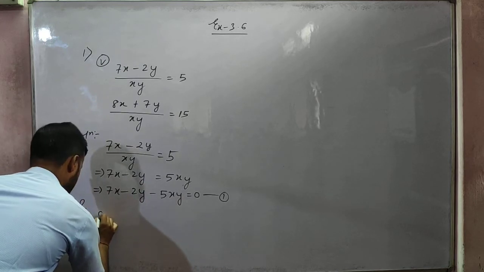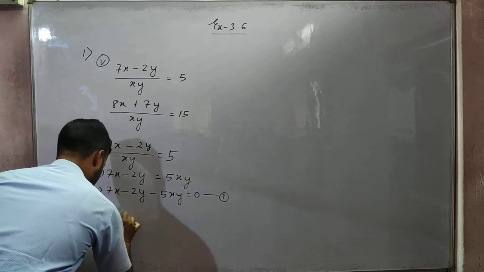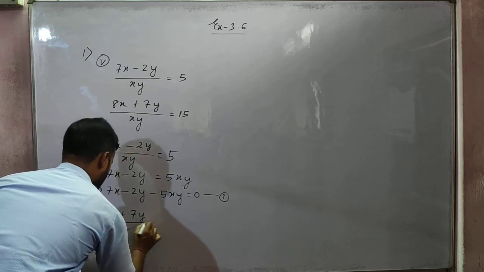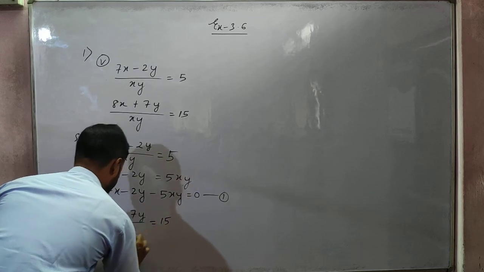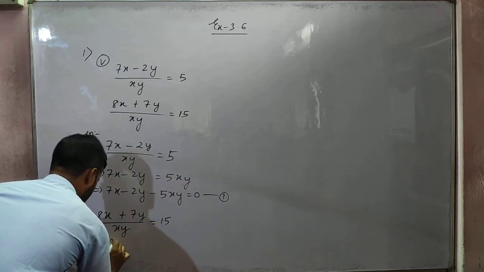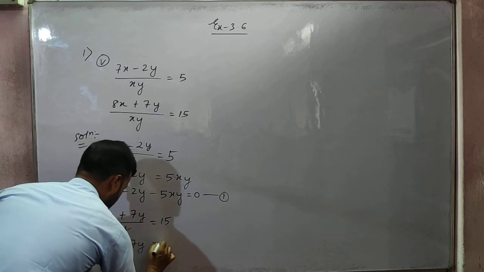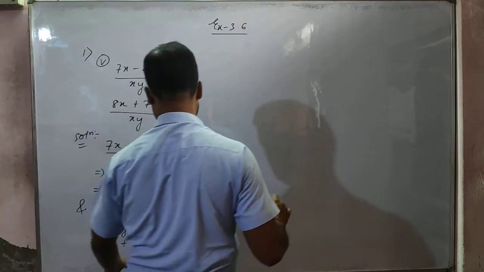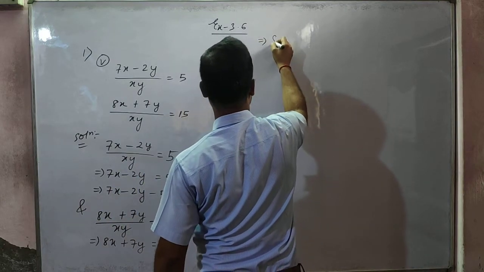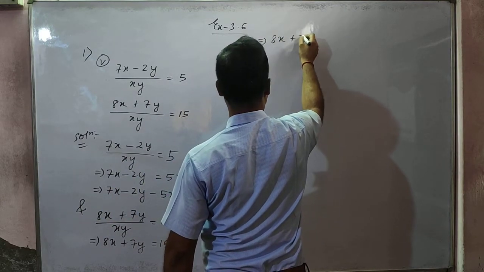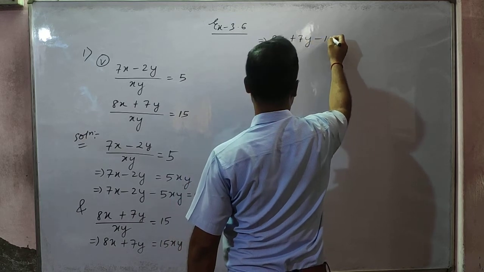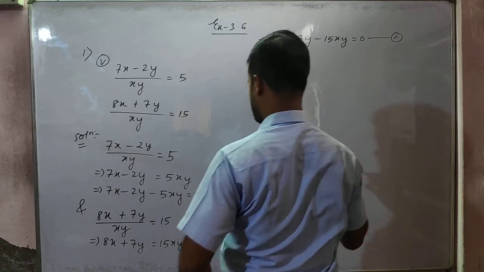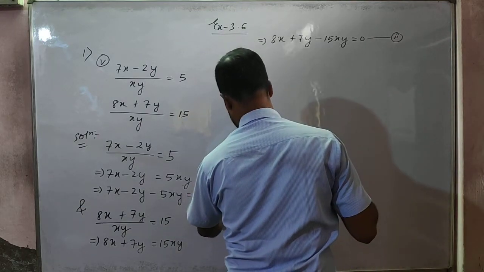And 8x plus 7y by xy is equal to 15. 8x plus 7y is equal to 15xy. 8x plus 7y minus 15xy is equal to 0. Mark it number 2.